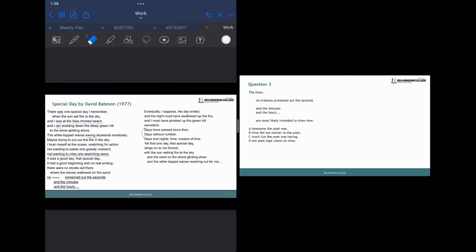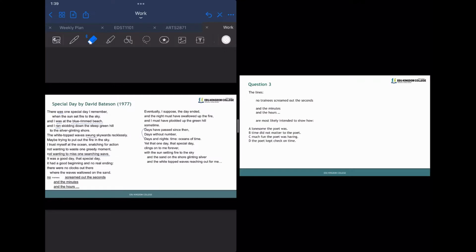So, the following lines are most likely indicated or intended to show how blank. So, in this extract, there's a strong focus on time, okay, and the minutes and the hours is what I want to look at more specifically.